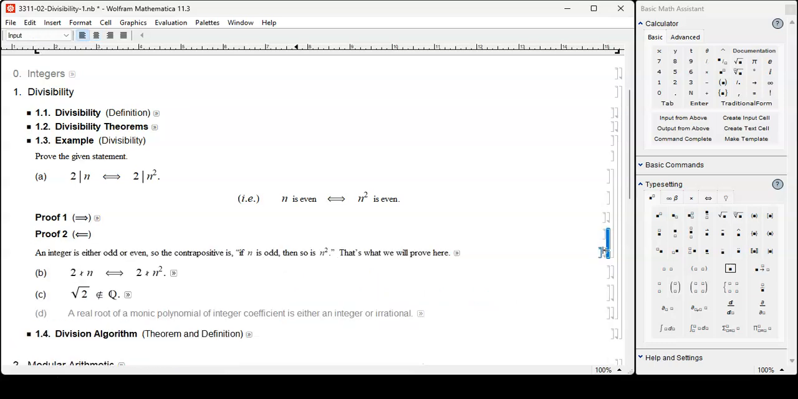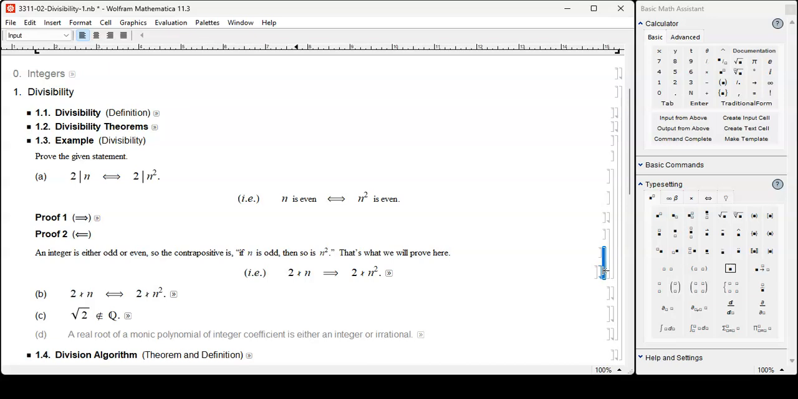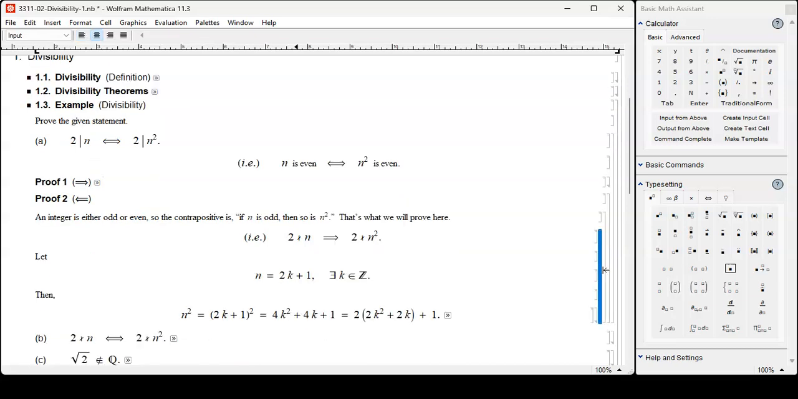Here's the proof, and you can see I'm using exactly the same argument, except that I'm using k instead of j.